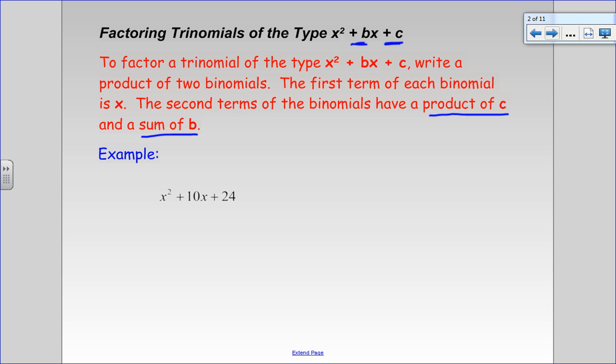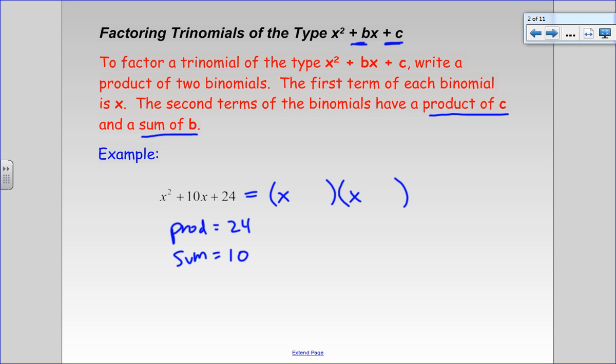Let's say we want to factor the trinomial x squared plus 10x plus 24. Well, we're going to factor it as the product of two binomials. The first term of each binomial should be x. That's how we obtain the x squared at the beginning of our trinomial, x times x. And then the constant terms should be providing a product of 24 and a sum of 10, right? Product of c, the constant in the trinomial, sum of b, the coefficient of x in the trinomial. So we're just trying to solve a little puzzle here. What two numbers multiply to give an answer of 24 and add to give an answer of 10?